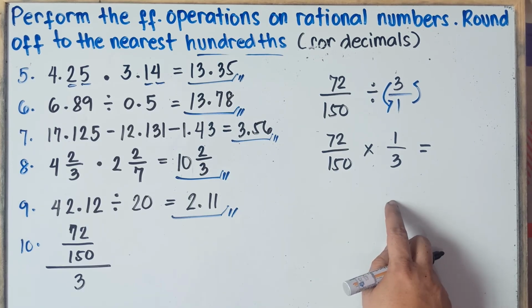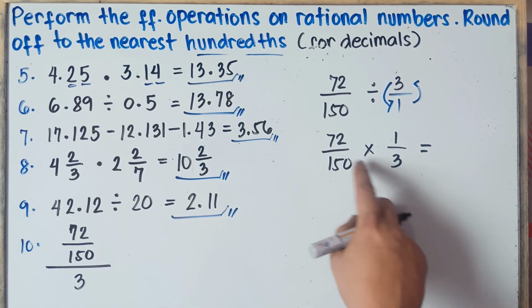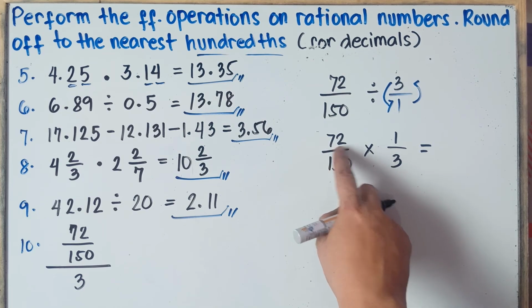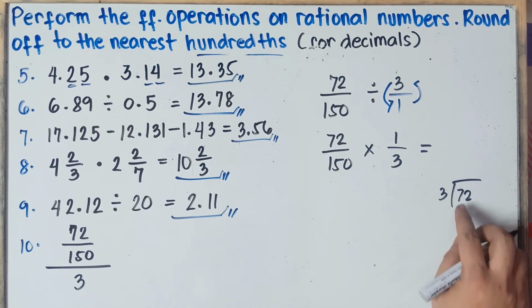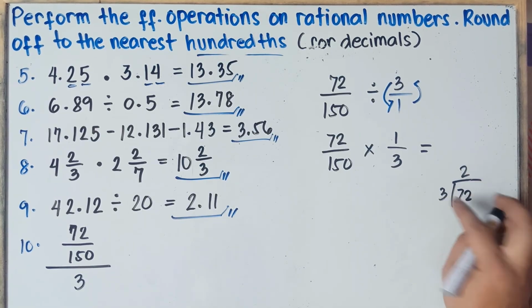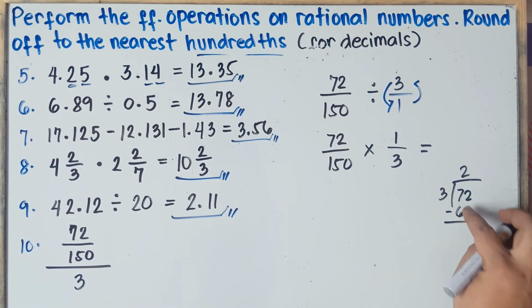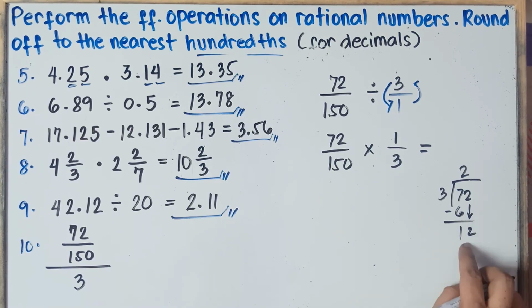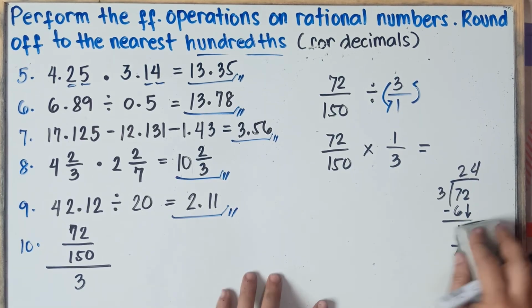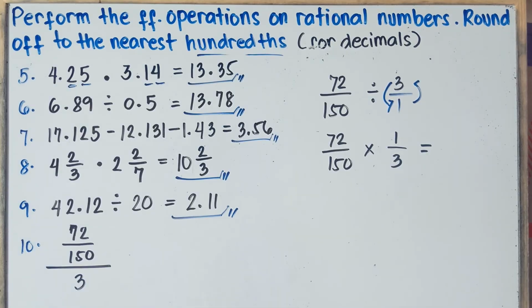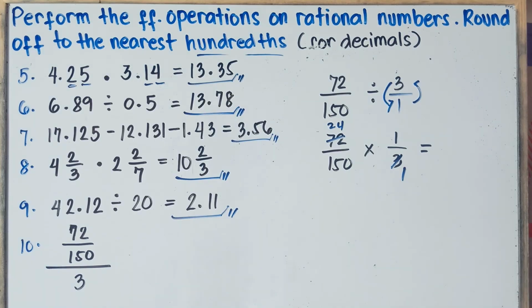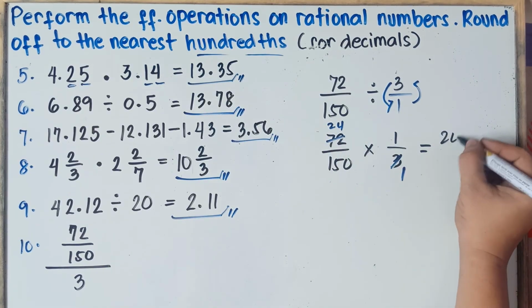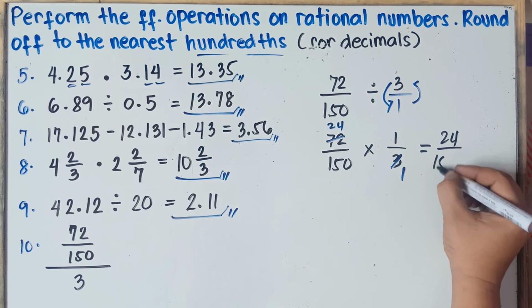So, is there a greatest common factor of 72 and 3? Yup. The GCF of 72 and 3 is 3. So, let's divide 72 by 3. 7 divided by 3 is 2. 2 times 3 is 6. Subtract. 7 minus 6 is 1. Bring down 2. 12 divided by 3 is 4. 4 times 3 is 12. Subtract, that is 0. So 72 divided by 3 is 24. 3 divided by 3 is 1. So 24 times 1 is 24. 150 times 1 is 150.